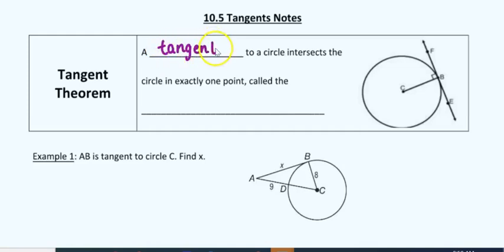A tangent to a circle is a line that intersects a circle at exactly one point. So you see how this line is continuing both ways, intersects at one point. That one point is called the point of tangency.